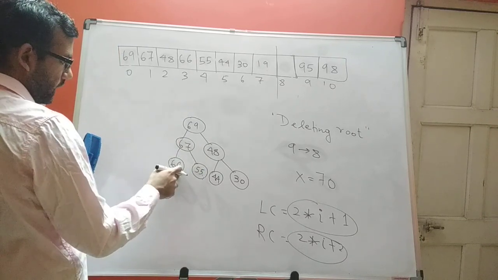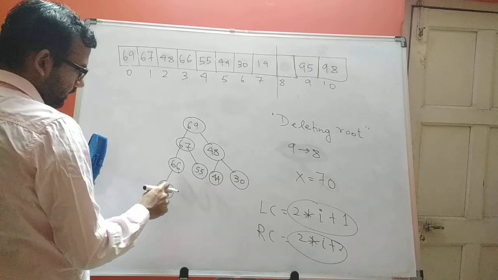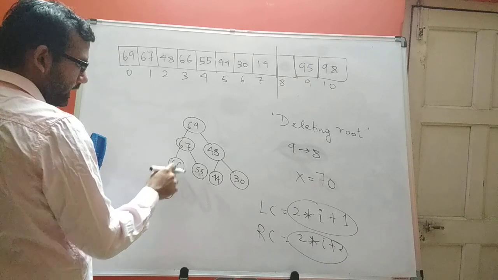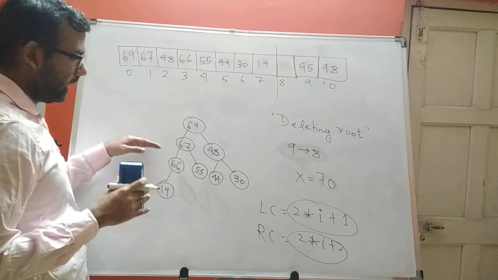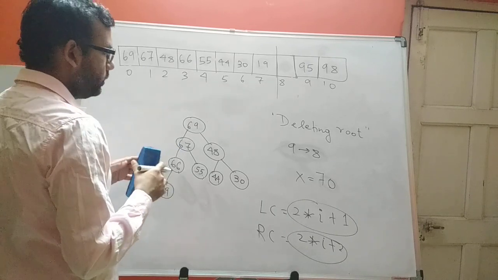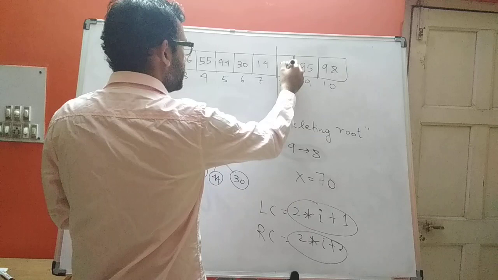I'll again check whether I have any children of 66. Yes, I have one child, 19. Is 19 greater than 66? No. So I don't need to swap. So now my heap property holds. Now see, which element did I delete? 70. There is an unused location. Let me place it here.